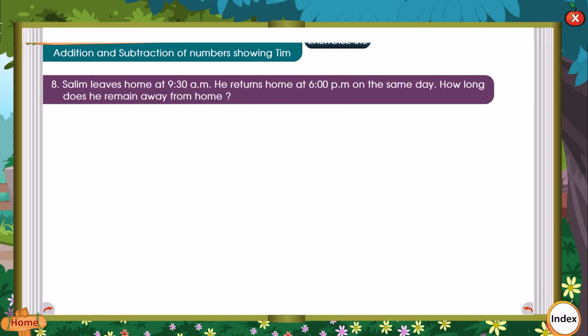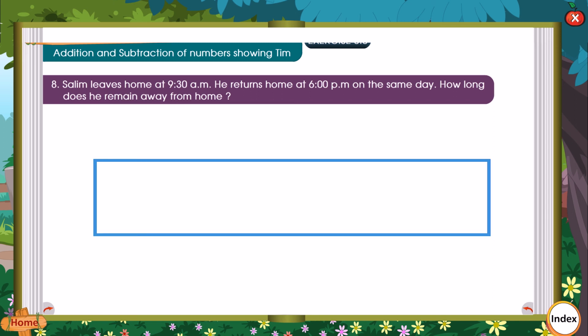8. Salim leaves home at 9:30 a.m. He returns home at 6 p.m. on the same day. How long does he remain away from home?